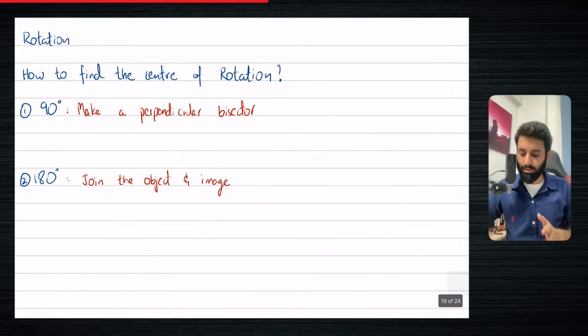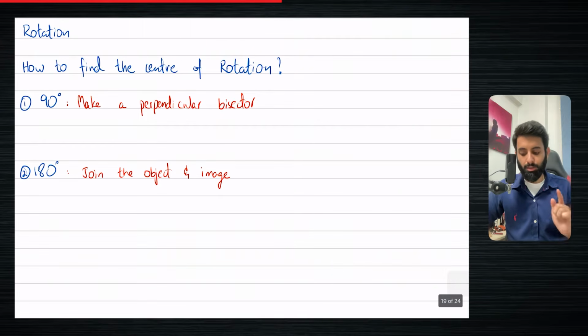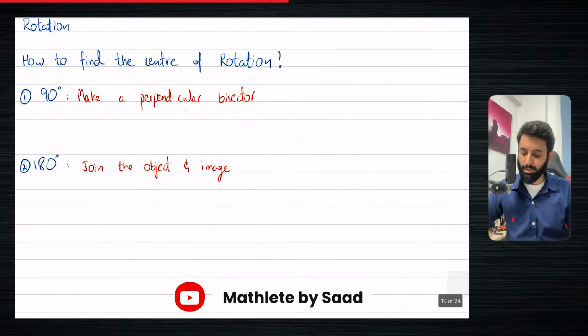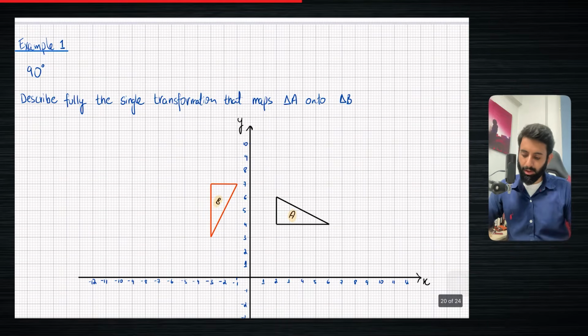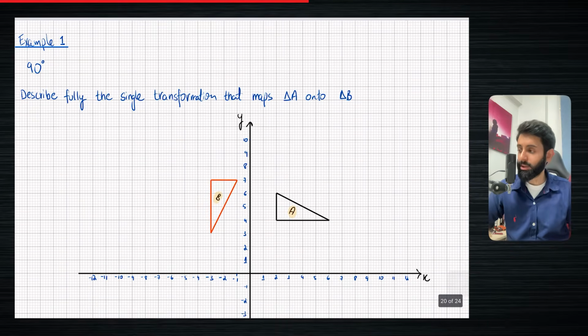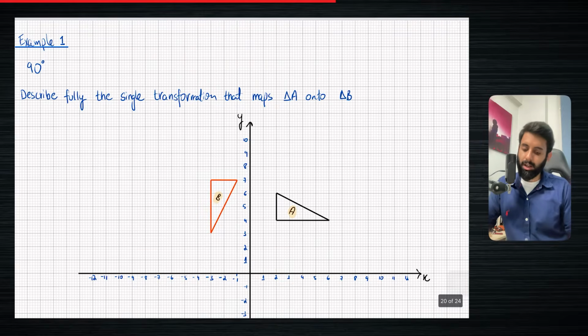In fact, if you think it's that simple, I'm afraid I have bad news for you. For 180 degrees, let me tell you, it's extremely simple, but for 90 degrees it can get pretty complex. So we have over here an example which says describe fully the single transformation that maps triangle A onto triangle B. Now since after the word onto we have B, it's understood that B has to be our image, and A has to be our object.